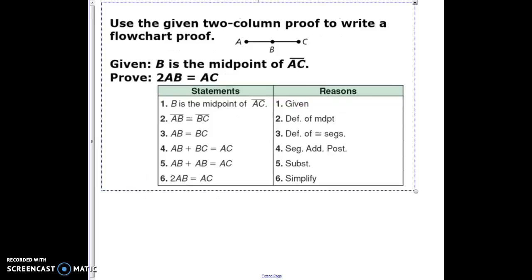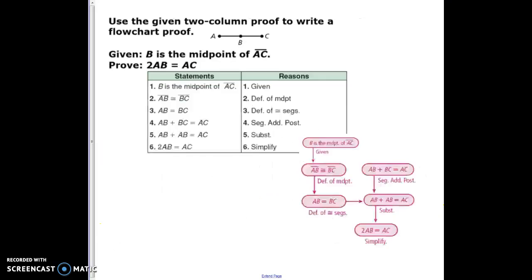Couple more examples here. Use the given two-column proof to write a flowchart proof. Again, they give you the statements and reasons. All right, we have a special guest here. Bjorn has just walked in, and he's going to walk through this two-column proof, and he's going to help me make a flowchart proof. And so this is what it looks like.